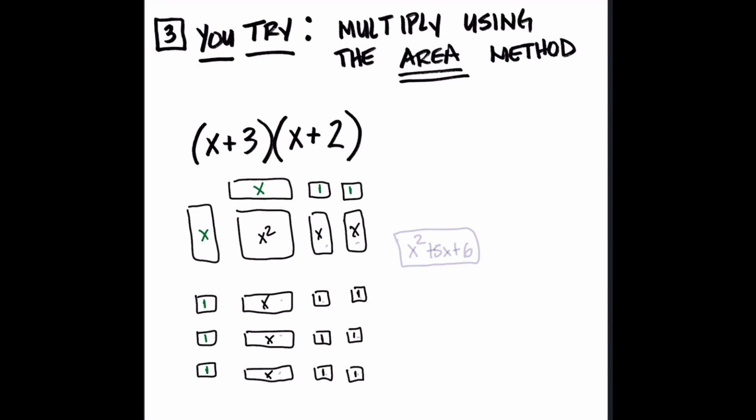So after combining them, our answer is x squared. We have 1, 2, 3, 4, 5, so plus 5x, and we have 1, 2, 3, 4, 5, 6, so that's plus 6. So this is our answer, and we could see our tiles. So this is a great method to multiply binomials.